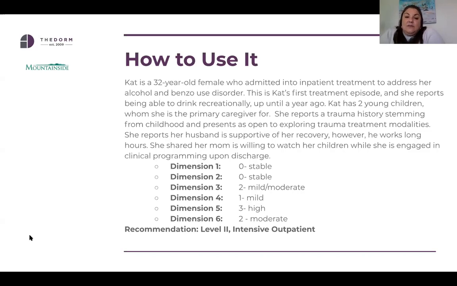And so I perceived her as being highly motivated to continue her treatment since she did just complete a residential program. And so I marked her as a low risk, in that she is pretty highly motivated and ready to change. Dimension 5 would be, what is the potential for relapse?